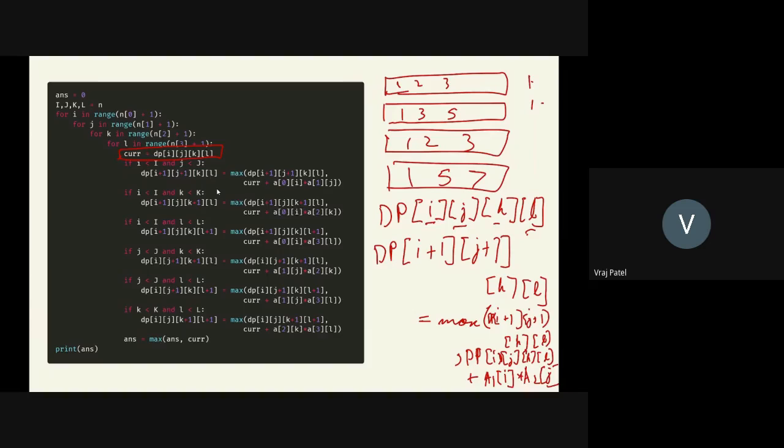Now what are the other cases that are possible? You select array 1 and 2, you select array 1 and 3, you select array 1 and 4. You try all of these 6 combinations. You just have to update the DP table for all of these 6 combinations. You maintain a maximum over all of these values, and then you print the maximum answer. So this is the solution for the third problem.